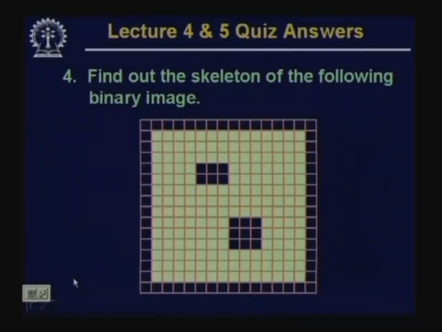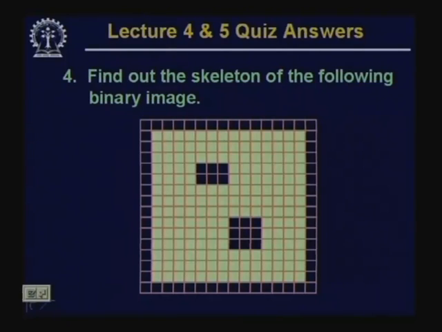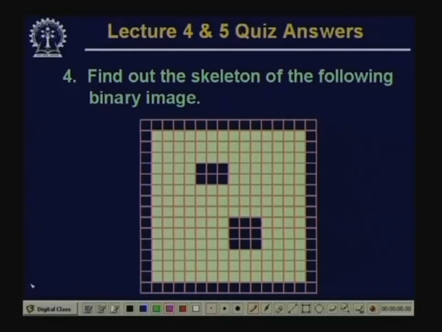Now, coming to the next question, here we had given a binary image, and you were asked to find out what is the skeleton of this binary image. Now, you remember that when we had discussed the skeletonization of any binary figure, the first operation that we had done was the distance transformation of that particular figure. Now, here if I find out the distance transformation, you find that all these boundary points will get a distance value equal to 1.